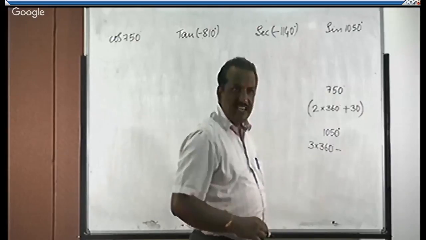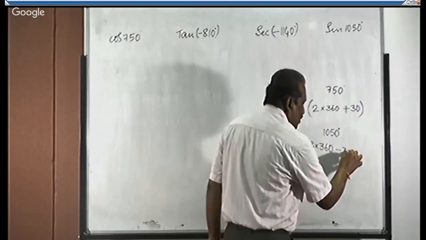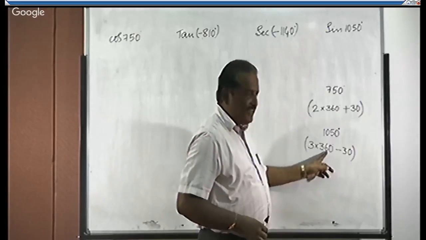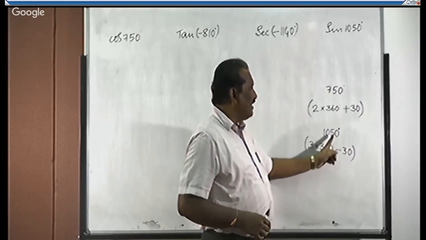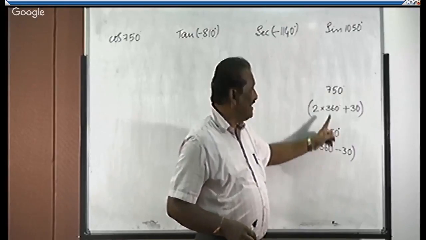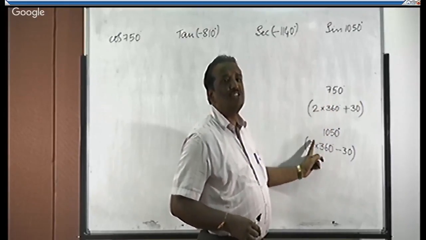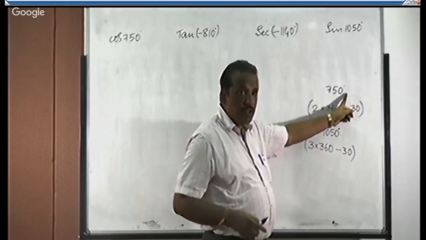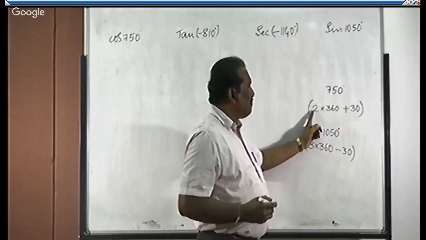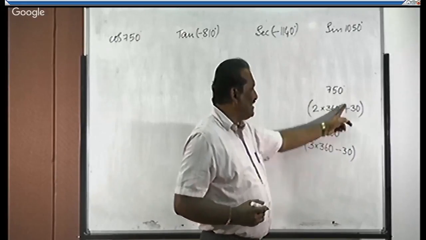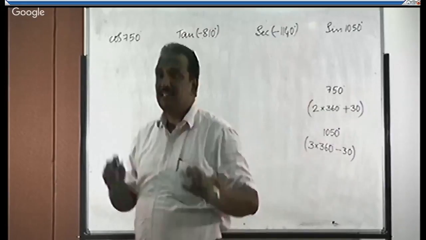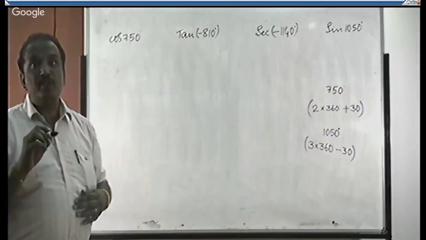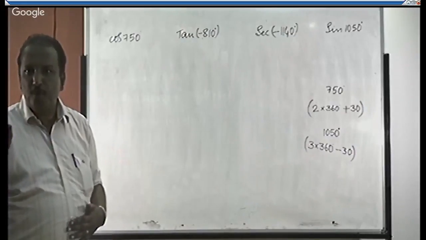To what extent it is lesser? 30 degree. Now you can simplify. 3 into 360 is 1080. 1080 minus 30 gives 1050. It does not disturb the original large magnitude angle, but we are writing the angle of very large magnitude in the form of a multiple of 360 degree plus or minus some angle which is adjustable to the given angle without disturbing its magnitude. I hope you may understand.